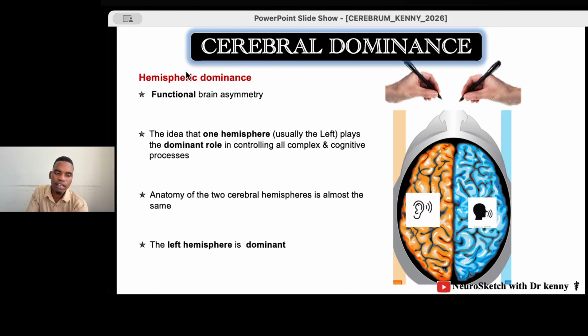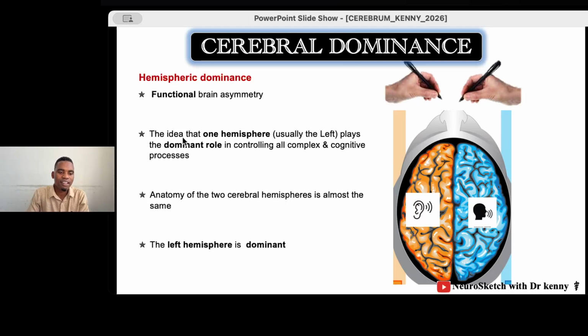Cerebral dominance is also known as hemispheric dominance, which is the functional brain asymmetry in terms of functionality and not anatomy, because the anatomy of the two cerebral hemispheres is almost the same. They have almost no difference. What differs in cerebral dominance is the functional asymmetry. A certain function is preferentially performed by the left hemisphere, and another is preferentially performed by the right hemisphere. And in the majority of the population, maybe 97%, the dominant hemisphere is the left hemisphere. I am going to explain that a little bit later.